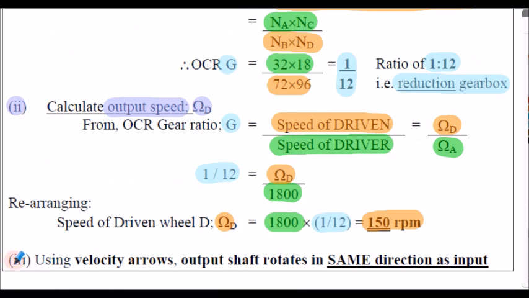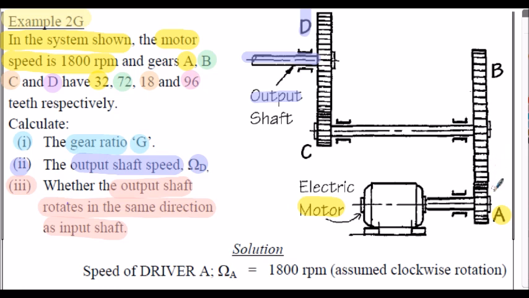And to determine part 3, I'm going to use velocity arrows, and we can show that the output shaft rotates in the same direction as the input shaft. So using my velocity arrows, if I say gear A rotates in a positive direction, then gear B must rotate in a negative direction. But because B and C are on the same shaft, gear C is also rotating in a negative direction. So that means gear D must be rotating in a positive direction. So we can clearly see, using what's called velocity arrows, that the input shaft and the output shaft rotate in the same direction.